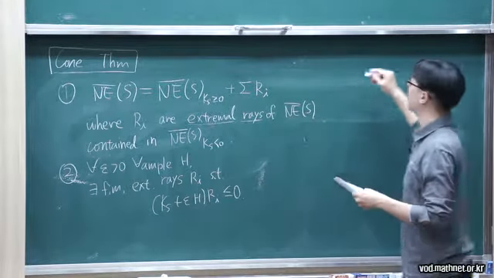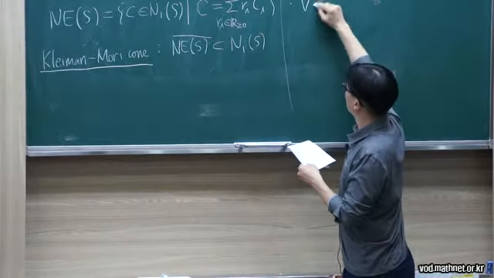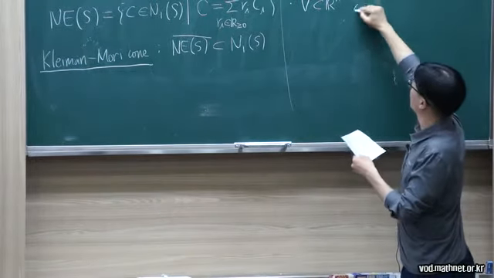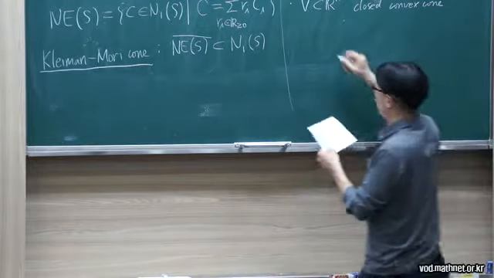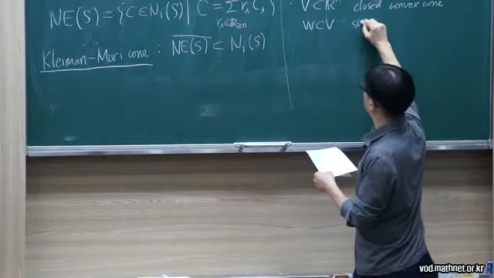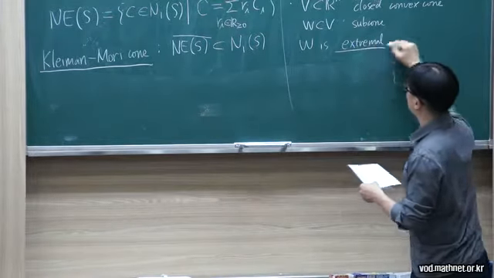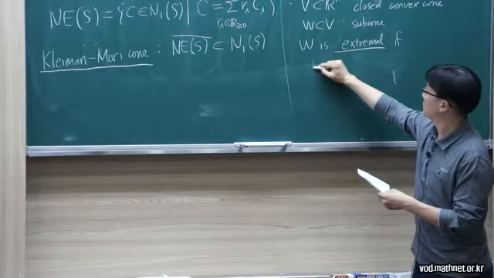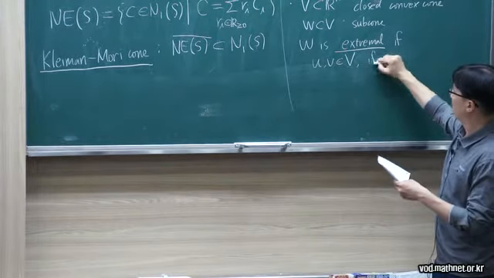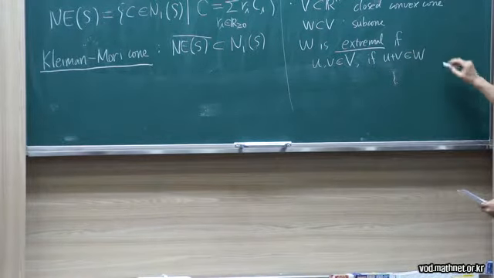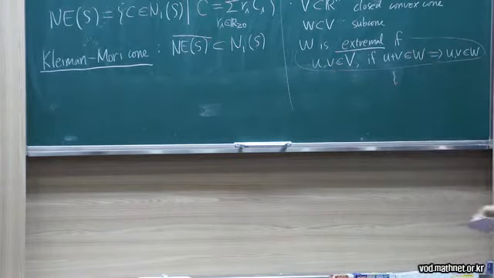Okay, so I'm going to define this first. If we have a closed convex cone in the real vector space V and consider this subcone W, then this subcone is called extremal if for two vectors in the vector space V, if the sum is in the subcone, then those are actually in the subcone. Okay, this is the definition of extremal cone.